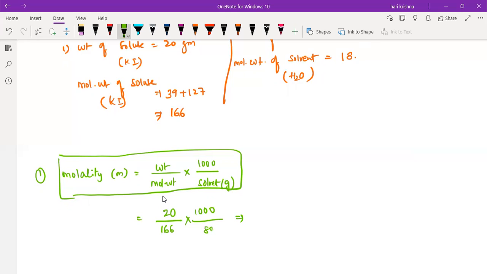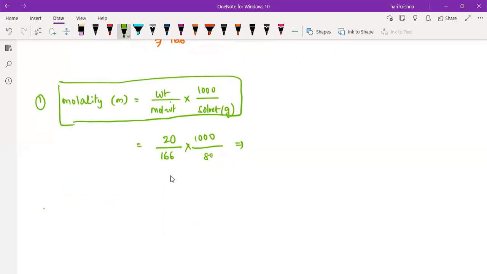So what is the answer? So only this is not the problem. They are asking the remaining two also. Next, molarity. Capital M is equal to weight of solute by molecular weight of solute into 1000 by volume of solution, and they are asking for it in ml. But we don't have the volume. How to get the volume here? How can we find the volume here?